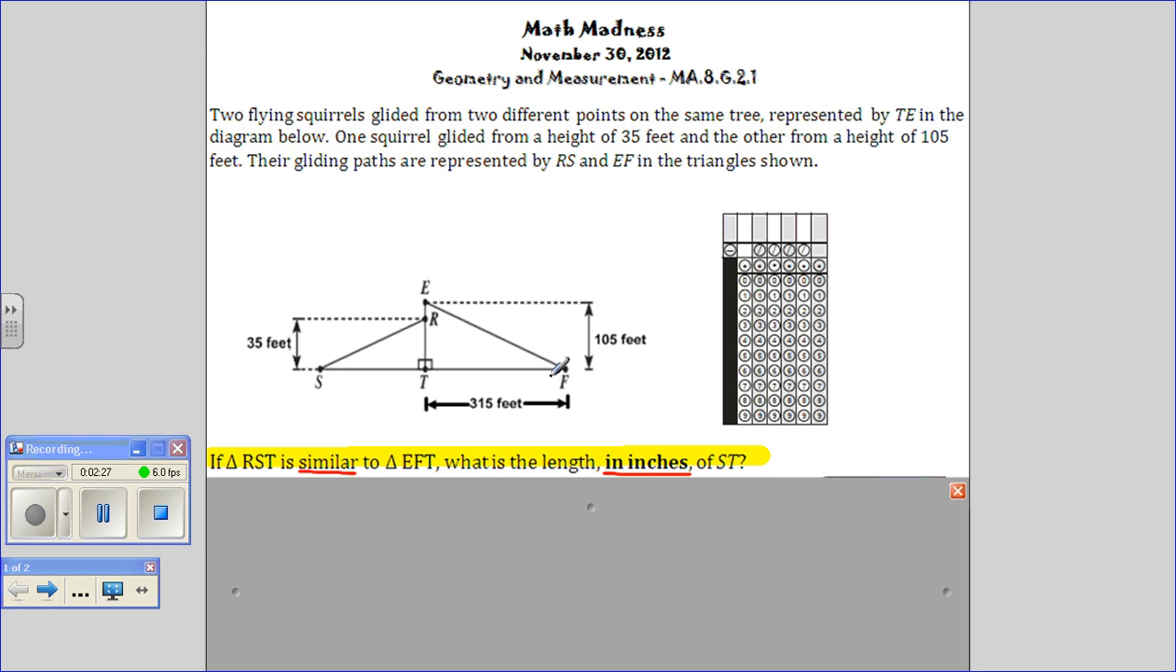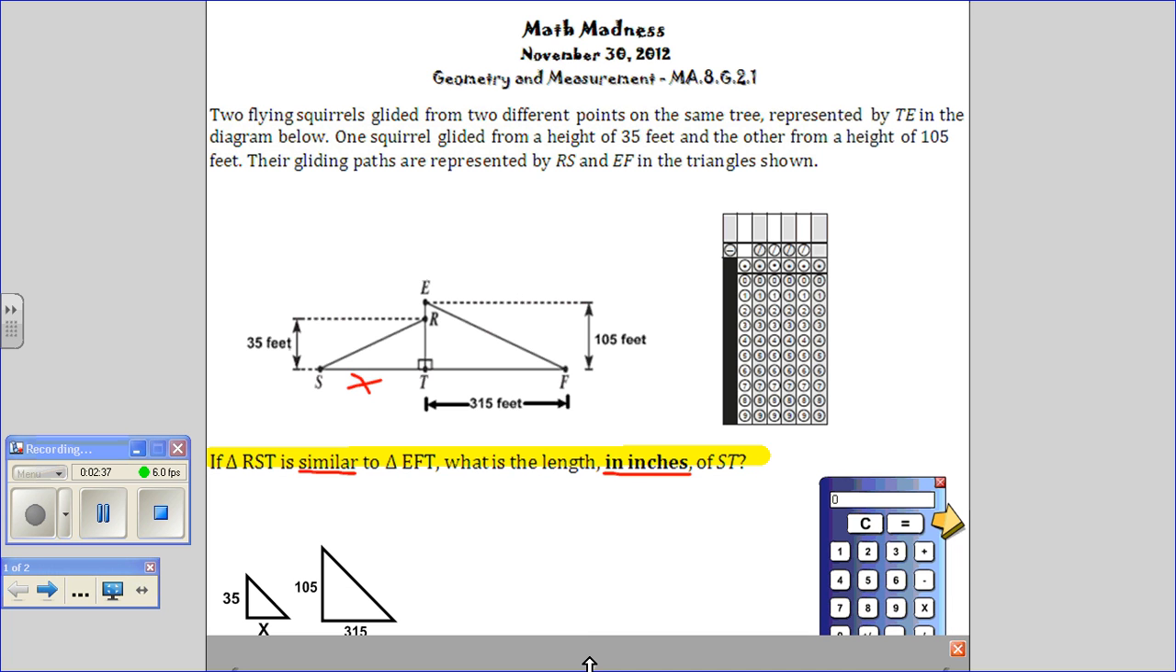Well, we know that TF is 315. So we're actually looking to find this. To take another look at it, I'm going to drop this. If we took these two triangles apart, it would look like this. One squirrel started from here. One squirrel started from here. One squirrel landed here, which is 315 feet away. But we need to figure out how far this squirrel actually glided.